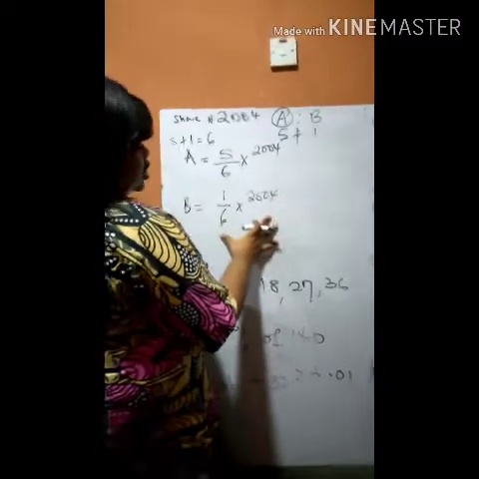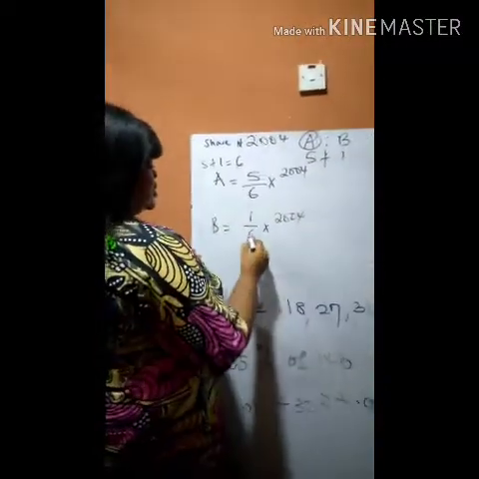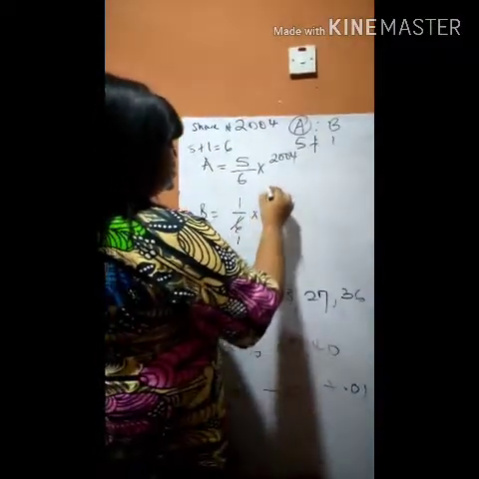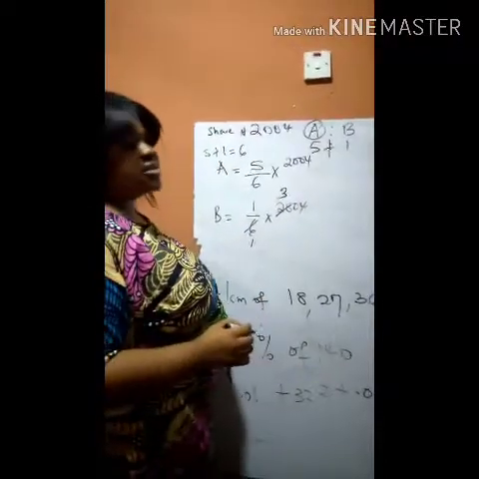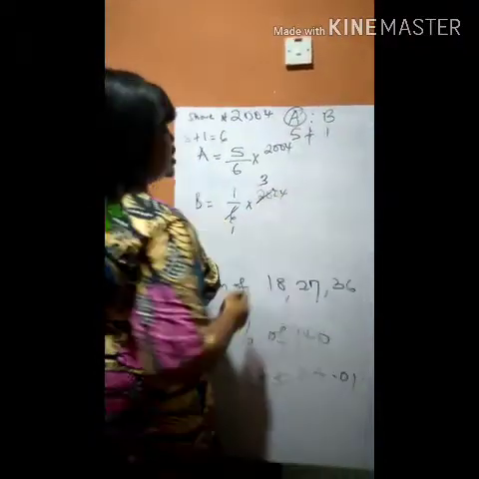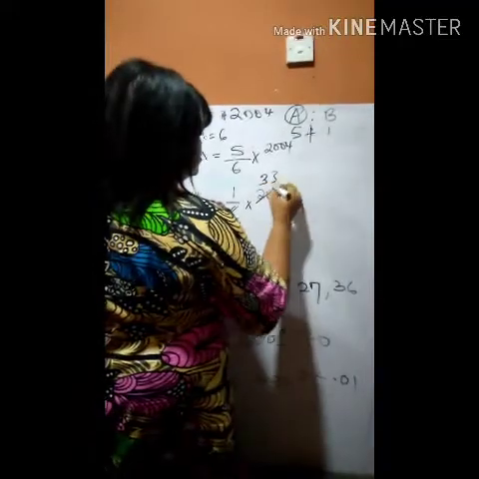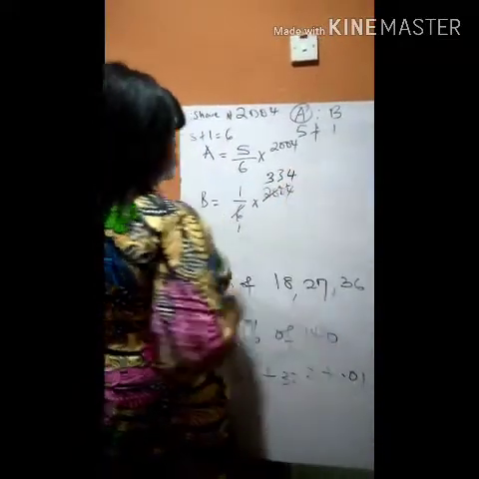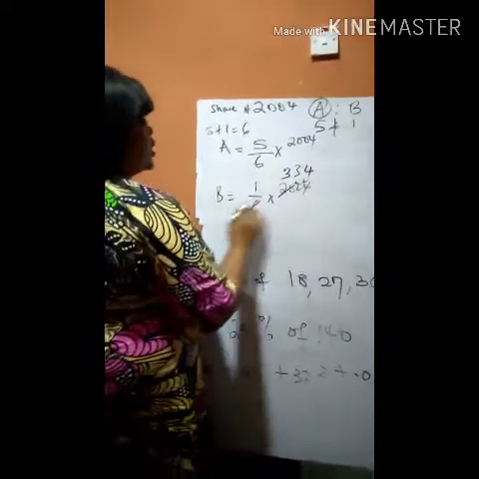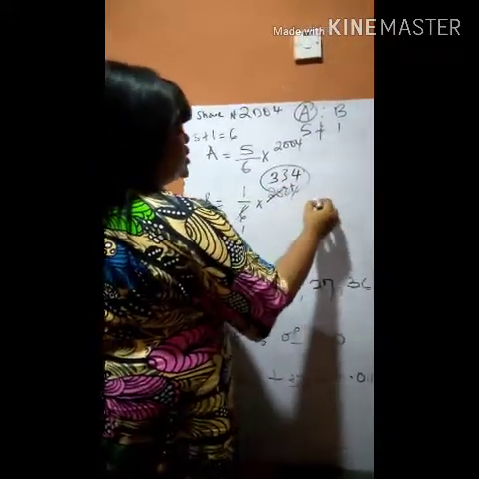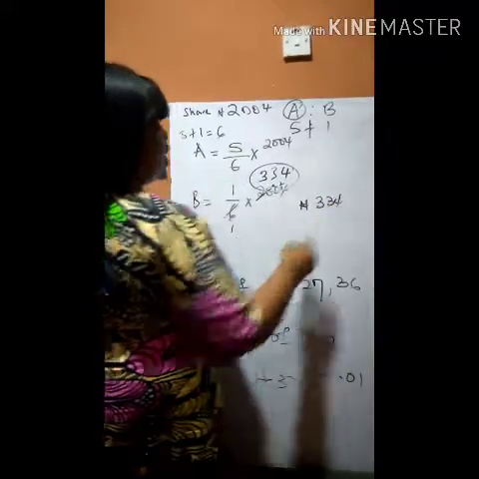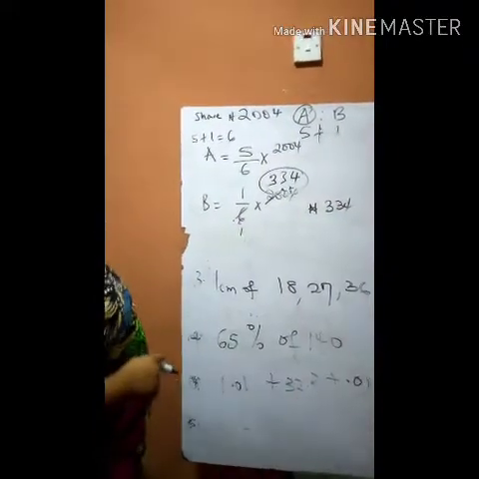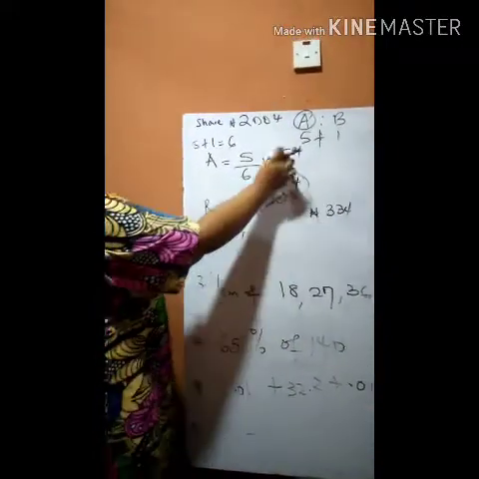So, in cutting this, I start from down. 6 here, 1. 6 in 20 is 3. 3 times 6 is 18. It will remain 2. I put the 2 here. 6 in 20 is 3. It will remain 2. I put the 2 here. 6 in 24 is 4. So, nothing to do again. B is going to be getting 334 naira out of this 2004.